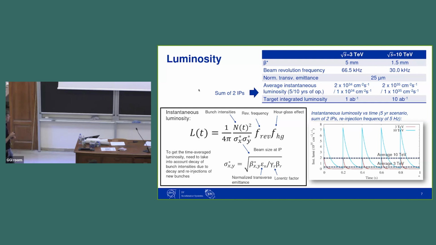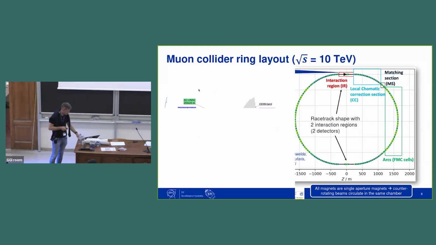The second point I wanted to mention here is that the luminosity depends on the product of the bunch densities. So it means also that the luminosity decays actually much faster than the bunch densities themselves. Yeah, so I don't want to say more about luminosity here.